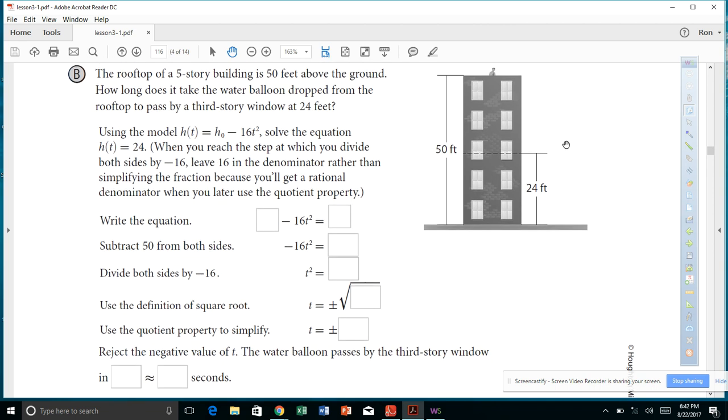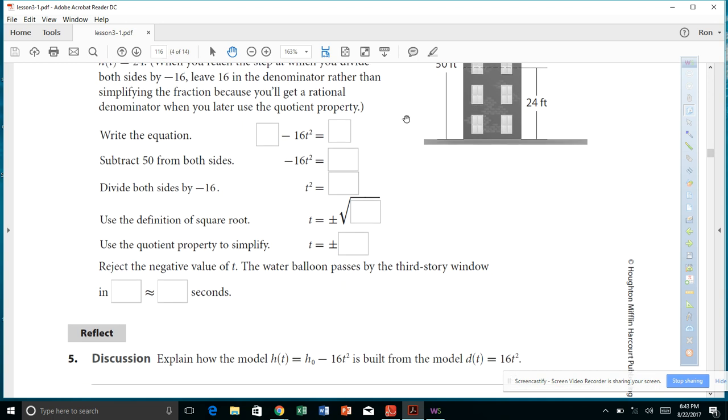The rooftop of a 5-story building is 50 feet above the ground. How long does it take a water balloon dropped from the rooftop to pass by a 3rd-story window at 24 feet? Using the model h of t equals h sub 0 minus 16t squared, solve the equation h of t equals 24. When you reach the step at which you divide both sides by negative 16, leave 16 in the denominator rather than simplifying the fraction, because you'll get a rational denominator when you later use the quotient property.